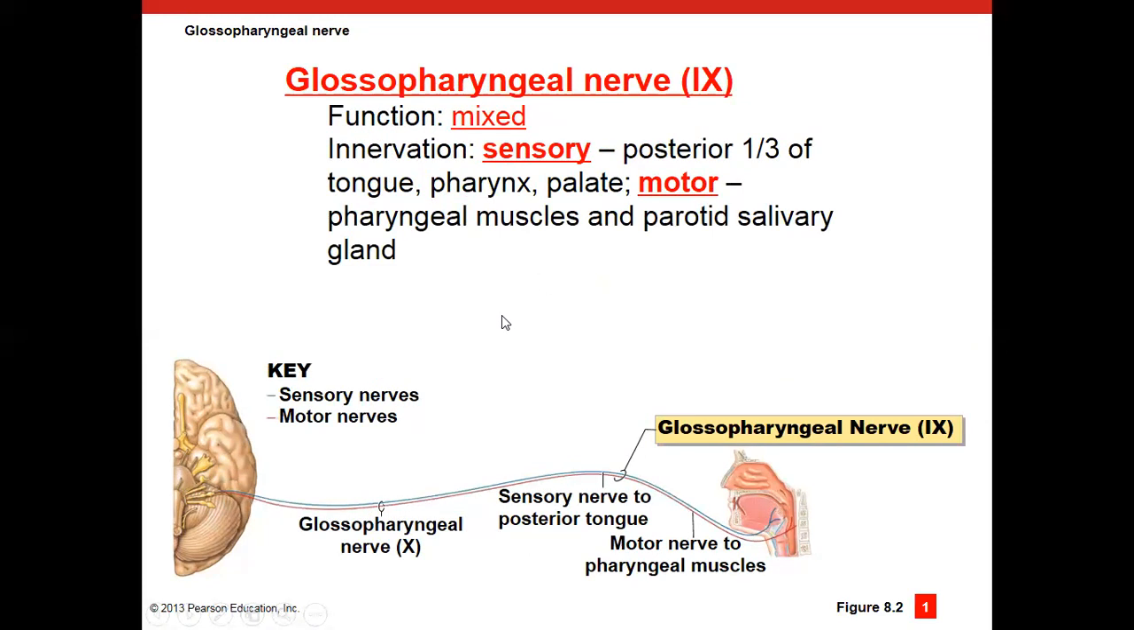There's sensory coming in from the last third of the tongue. So this is the third that's all this, and the nerve we talked about, the facial nerve, are responsible for your sense of taste, the pharynx and the palate. And then motor fibers are headed to pharyngeal muscles, and also another salivary gland. So you've got 3 different types of salivary glands. One of the salivary glands is innervated by the facial nerve, and one is innervated by the glossopharyngeal.